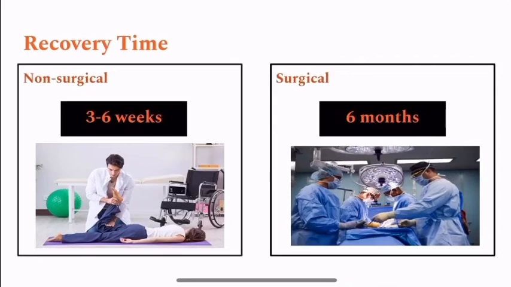Recovery time. In a non-surgical treatment plan, the patient is typically able to resume normal activity in about 3 to 6 weeks, depending on age, health, and severity of injury. The recovery time of a surgical treatment, full recovery with return to sports, is about 6 months after surgery.